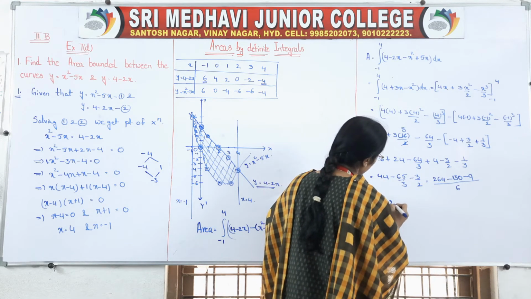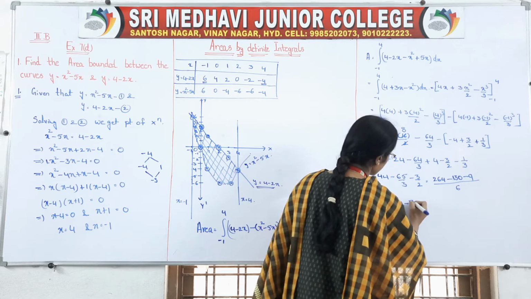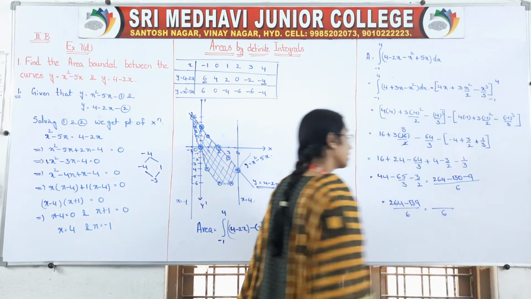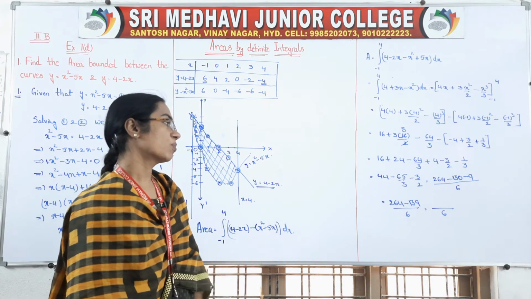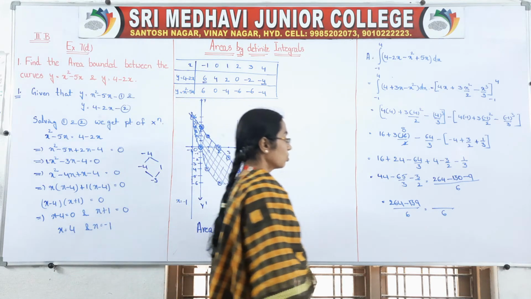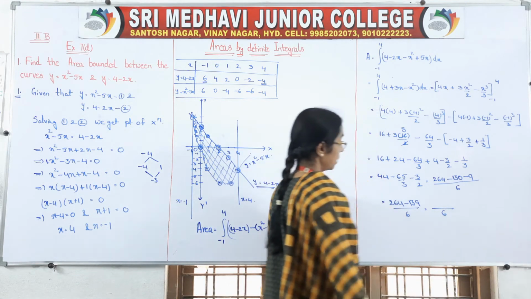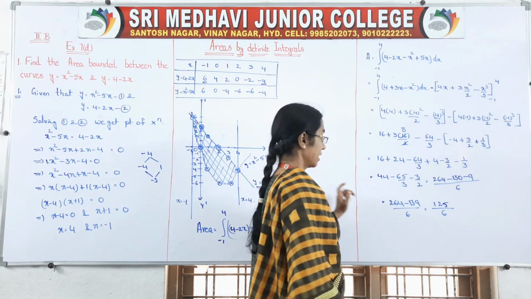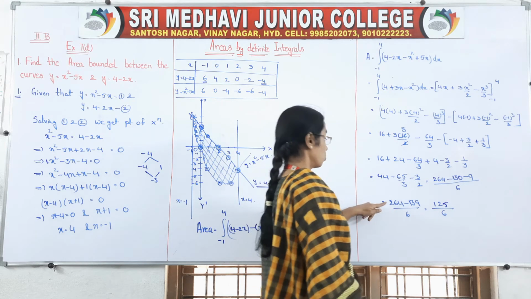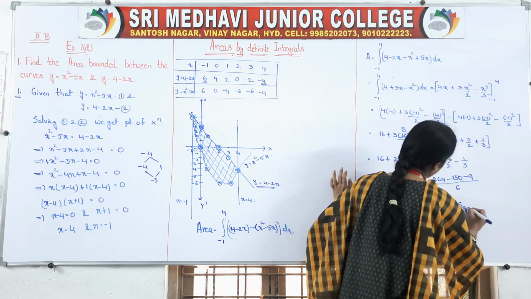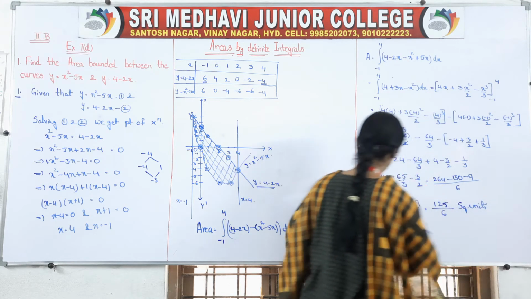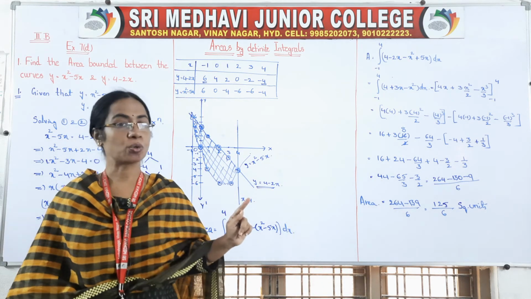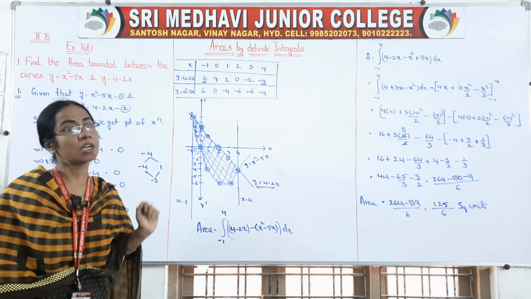Okay, so it is equal to 264 minus 139 by 6. So 6 is the answer. 264 minus 139, right. So 14 minus 9, that is 5. So it is 125. Yes, here it will be 5, 5 minus 3, 2. So it is square units. So whenever it is area, its units are square units. Okay, that is the answer to your question.